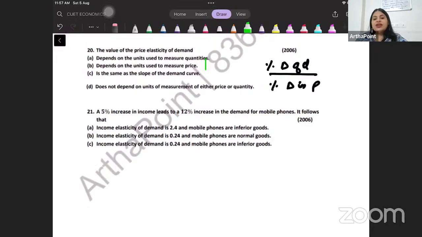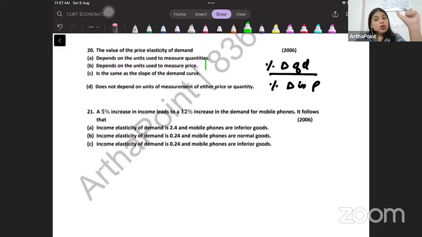So basically, it does not depend on the unit of measurement. Why? Because ultimately, quantity and price are in different measures. Quantity होती है units में, price होता है rupees में, dollars में, but elasticity की जो value आती है, that is always unitless. We say that it is 0.5 or we say it is 1.7.